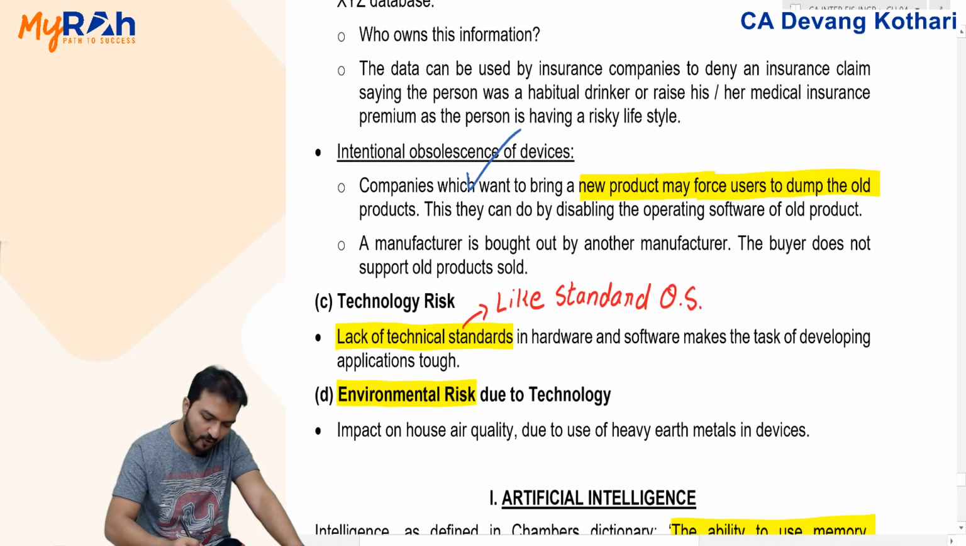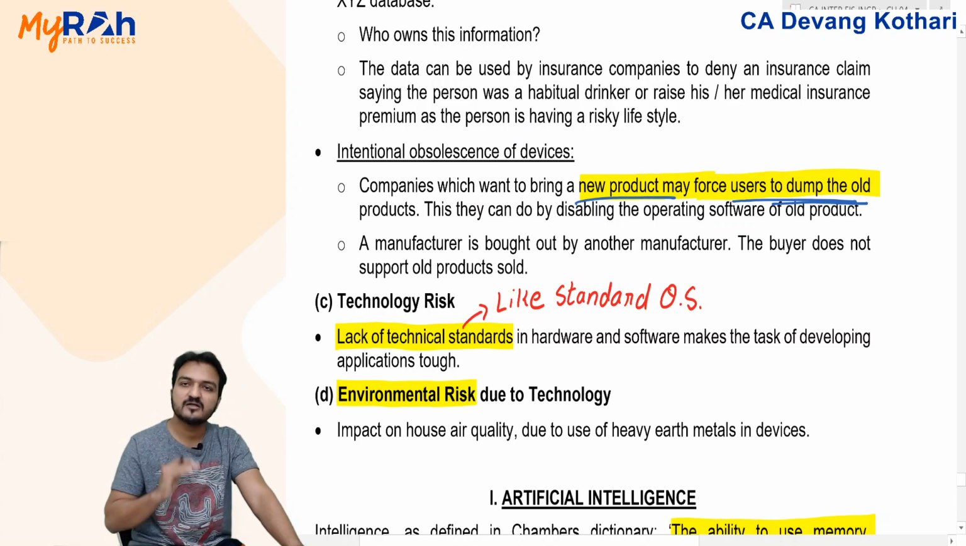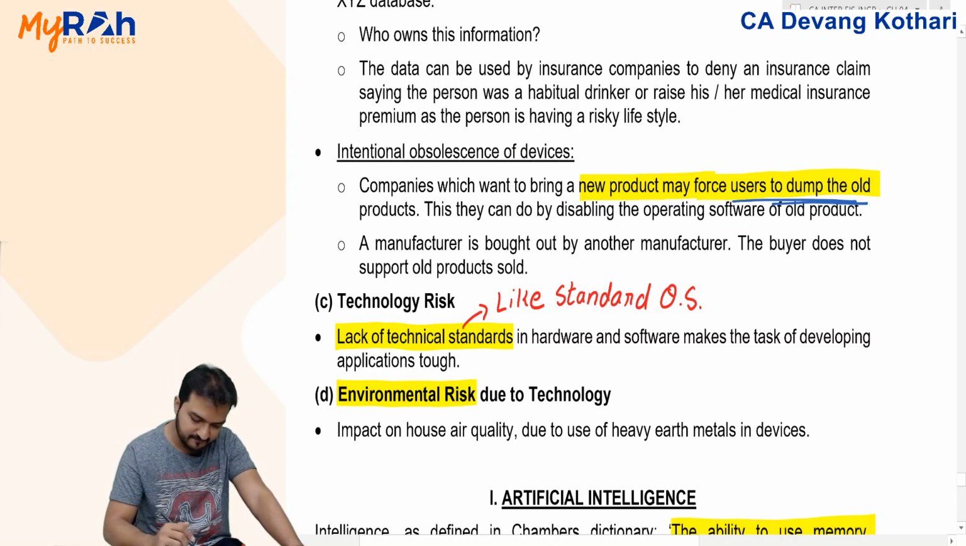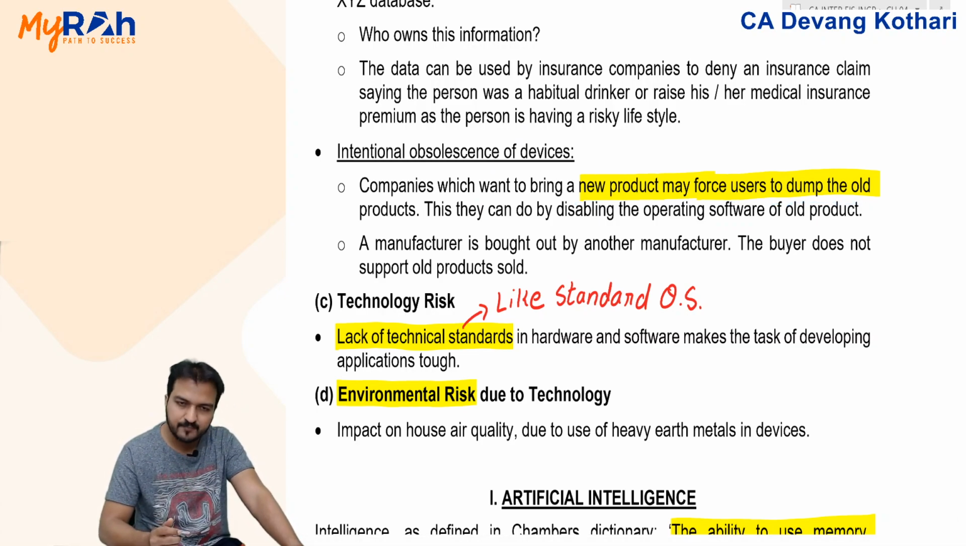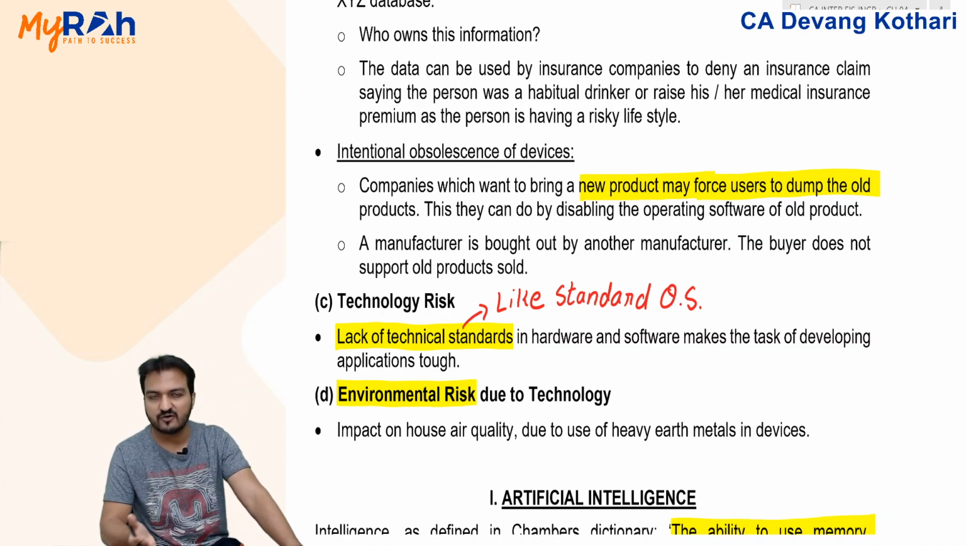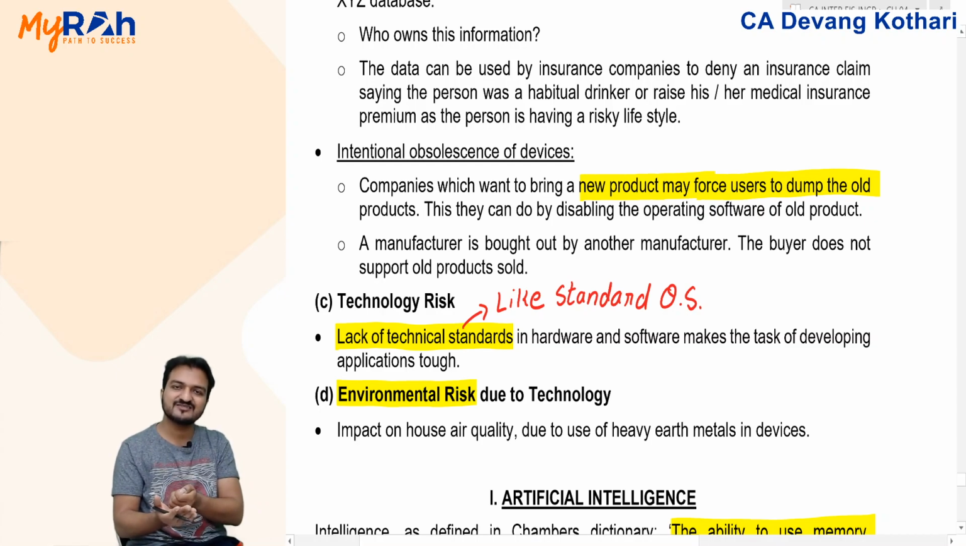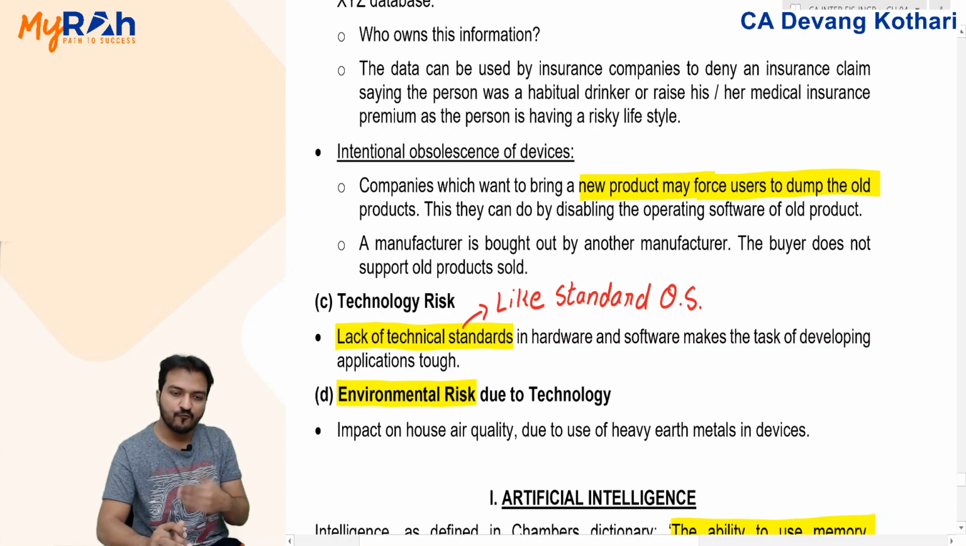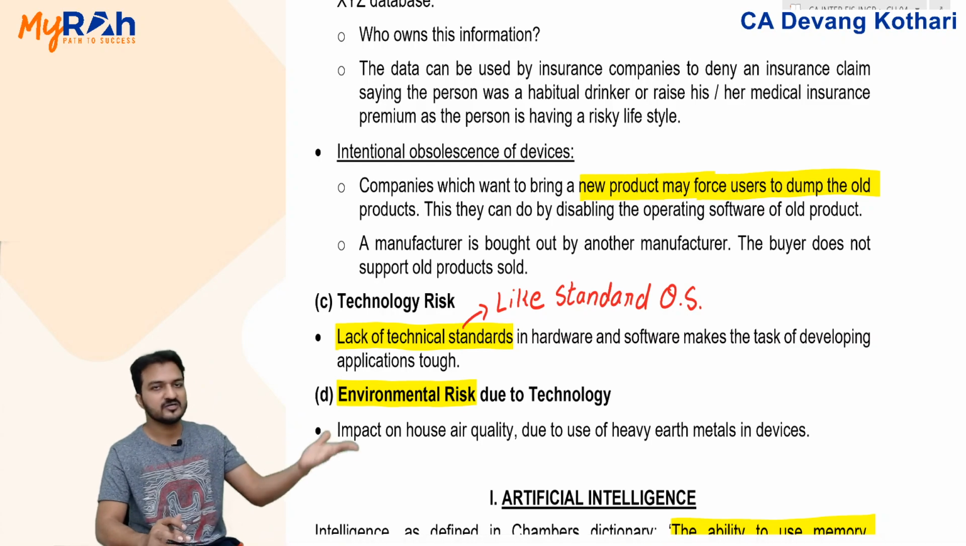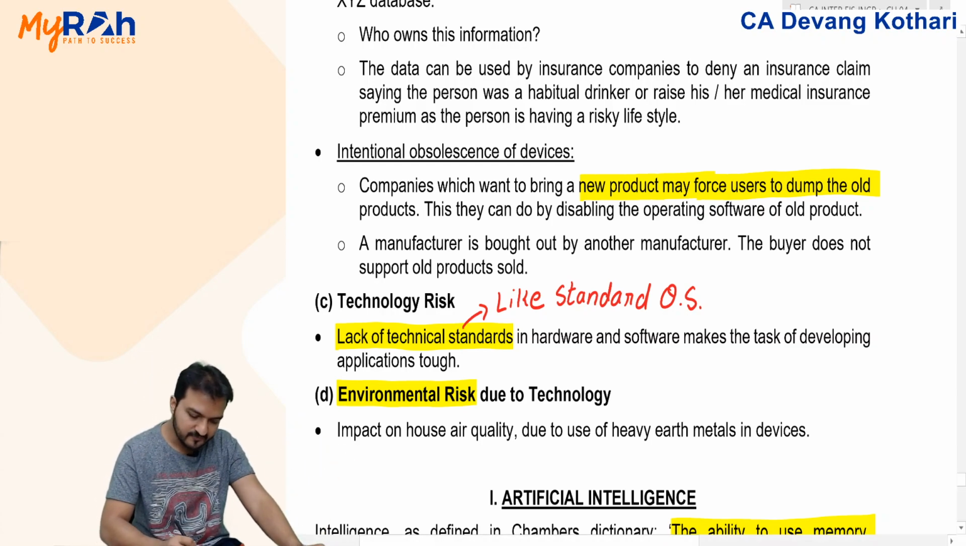And the risk of obsolescence of devices. Whenever a new product comes, old products will become obsolete. It will force the user to dump the old products. When Apple launches a new version of the iPhone, maybe in that new iPhone the charging cable is different. It will force the user to dump the old charger. Yeah, that is like intentional obsolescence of devices.